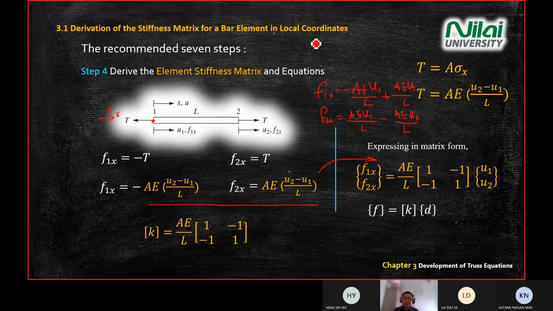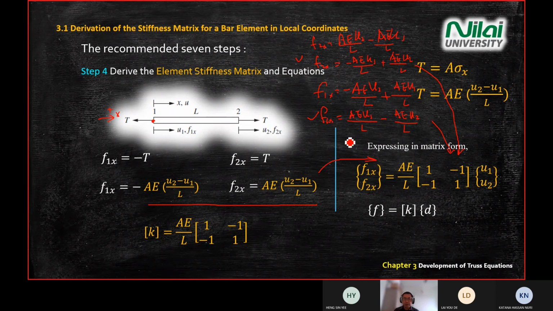And then F2x, you repeat. F2x equals AE U2 divided by L minus AE U1 over L. Because we start with U1, you rearrange the equation for F2x. So we get negative AE U1 divided by L plus AE U2 over L. So we have these first two equations. We transform these two into matrix form.